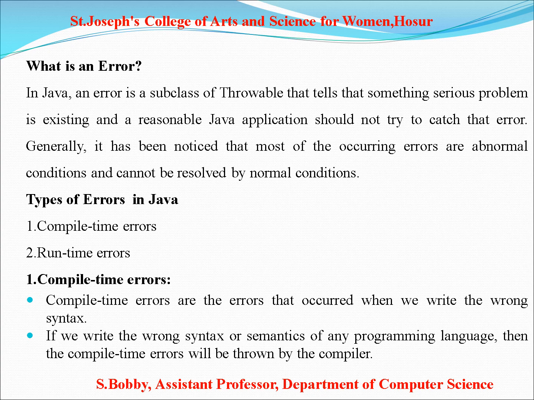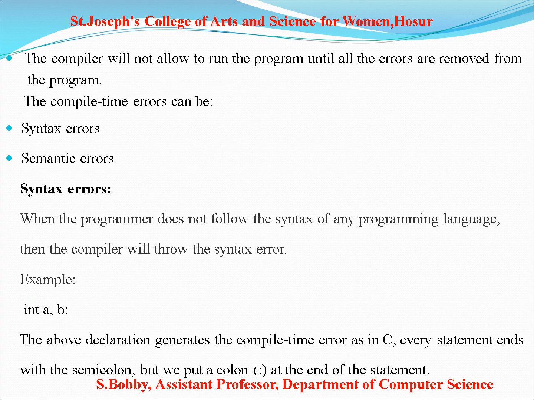Generally, it has been noticed that most of the occurring errors are abnormal conditions and cannot be resolved by normal conditions. Types of errors in Java: compile time errors and runtime errors. Compile time errors are the errors that occur when we write the wrong syntax. If you write the wrong syntax or semantics of any programming language, then compile time errors will be thrown by the compiler. The compiler will not allow the program to run until all the errors are removed from the program.